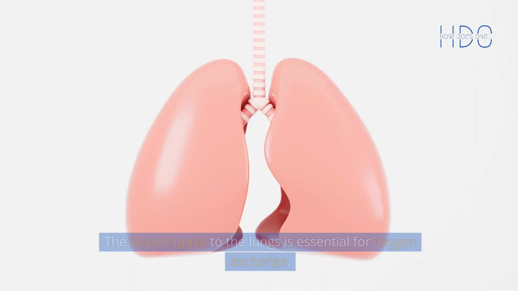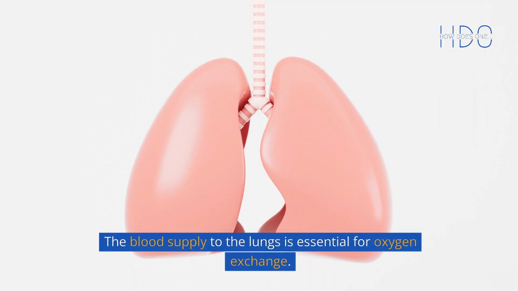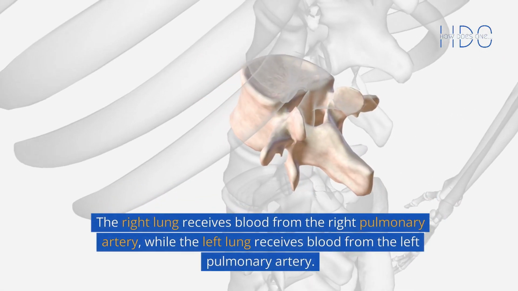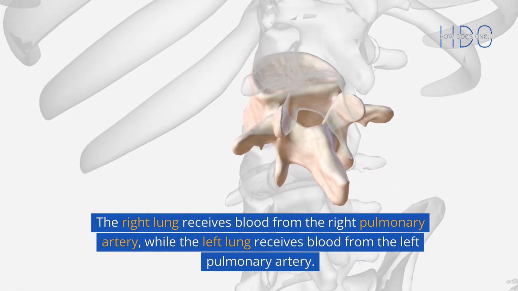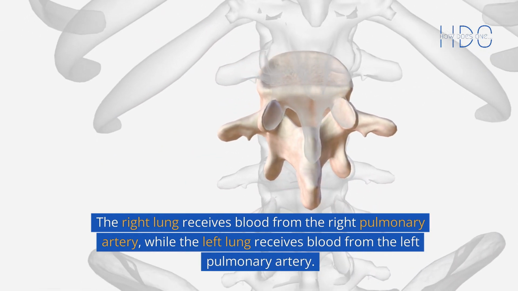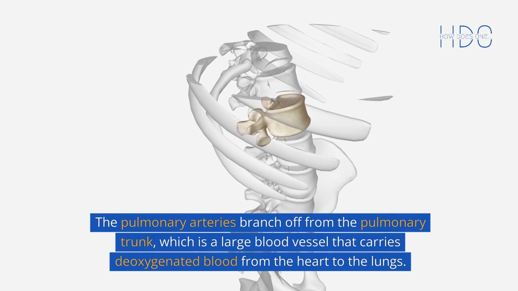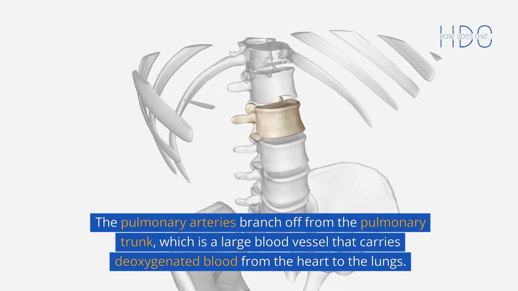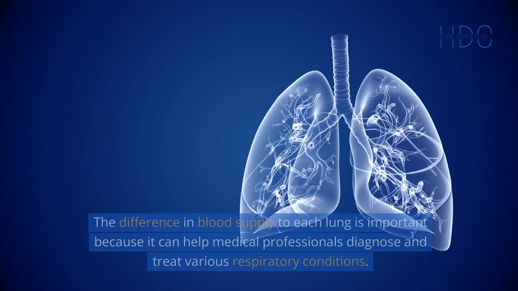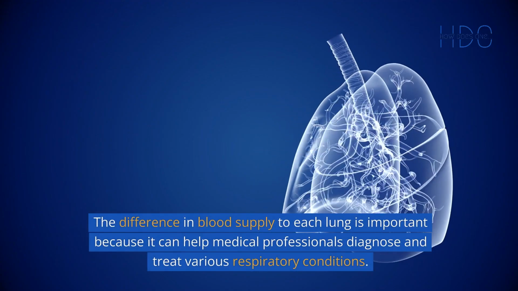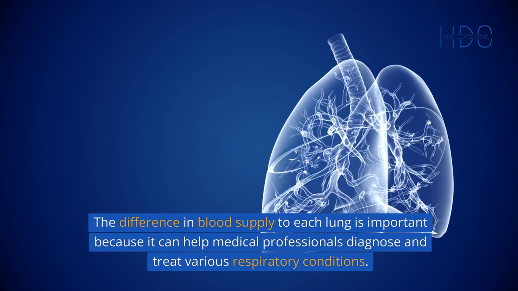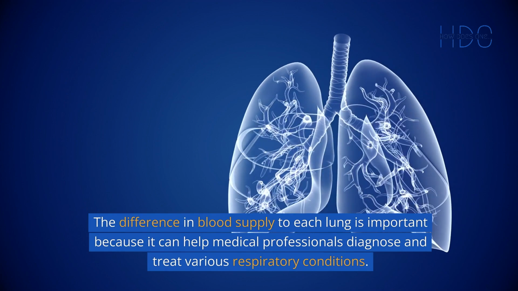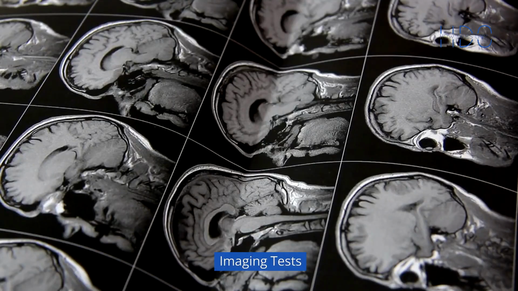4. Blood supply. The blood supply to the lungs is essential for oxygen exchange. The right lung receives blood from the right pulmonary artery, while the left lung receives blood from the left pulmonary artery. The pulmonary arteries branch off from the pulmonary trunk, which is a large blood vessel that carries deoxygenated blood from the heart to the lungs. The difference in blood supply to each lung is important because it can help medical professionals diagnose and treat various respiratory conditions.